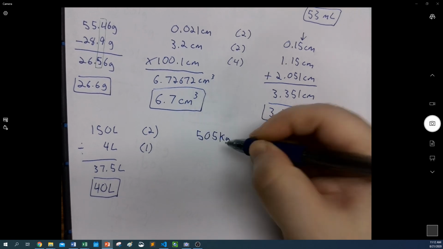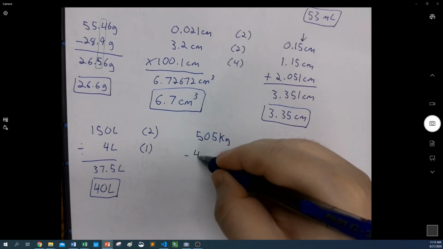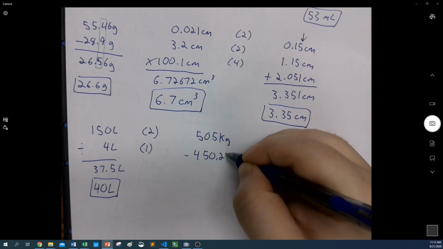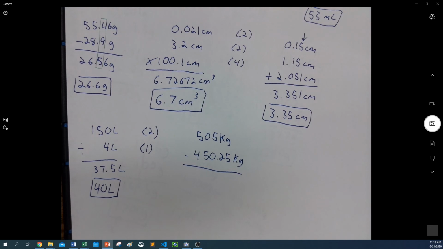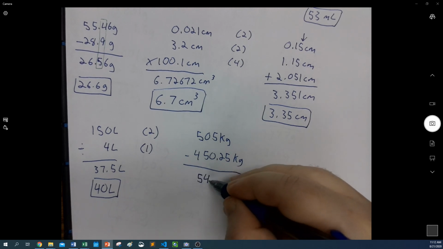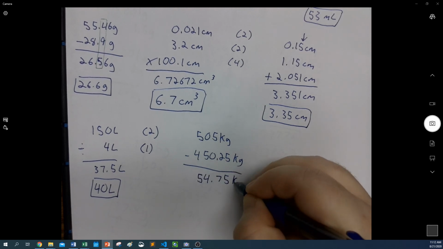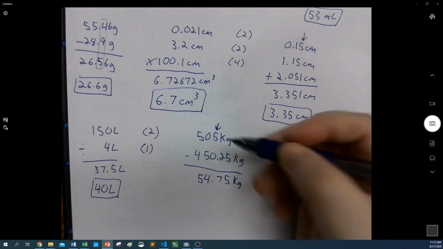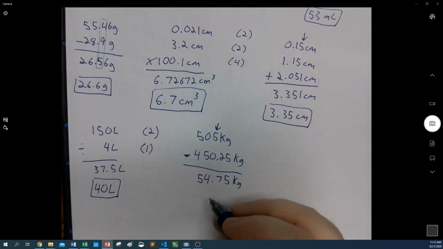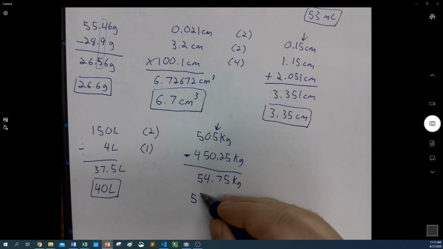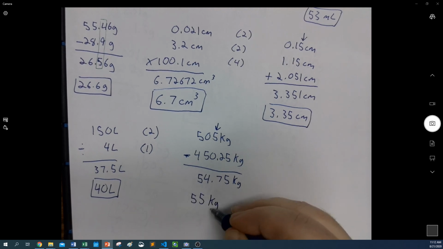505 kilograms minus 450.25 kilograms, which would be 54.75 kilograms. But we're only precise to the ones place. This is subtraction, so I would round this to 55 kilograms.